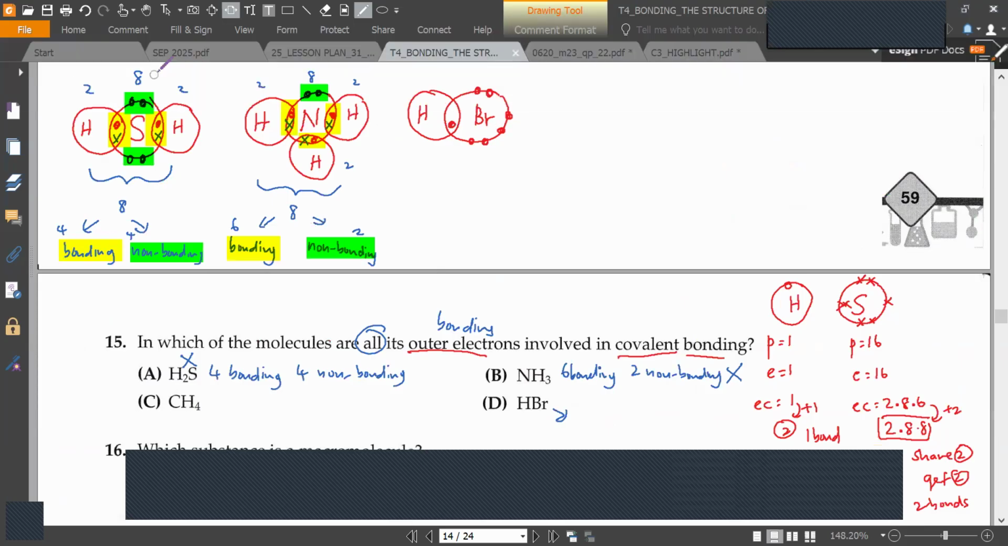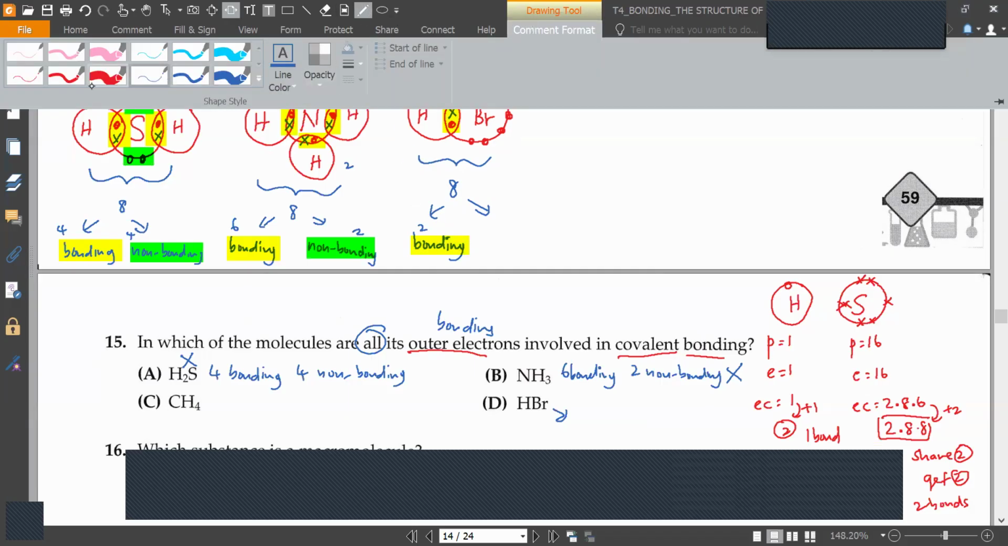And then hydrogen will be like this. So hydrogen will be 2, bromine will be 8, but the total electrons will be 8. So now we'll look at the bonding and non-bonding. The bonding will be just here, 2.